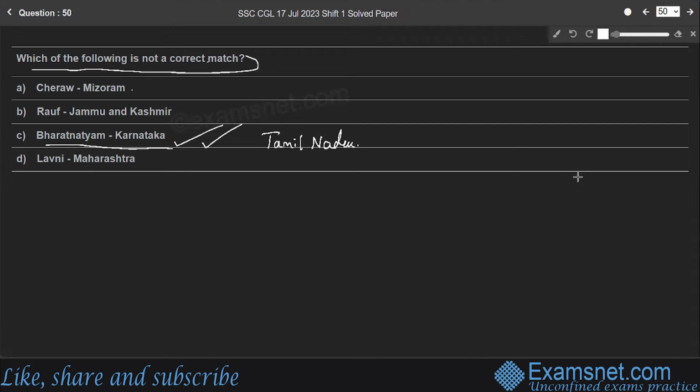Whereas Chiro is a regional dance form of Mizoram, and Rauf Jammu Kashmir is the correct match, which is the regional dance form of Jammu Kashmir. Lavani Maharashtra is also a correct match because Lavani is a folk dance form of Maharashtra. Whereas in option C, Bharatanatyam is not the regional dance form of Karnataka, it is of Tamil Nadu. Option C is the right answer.